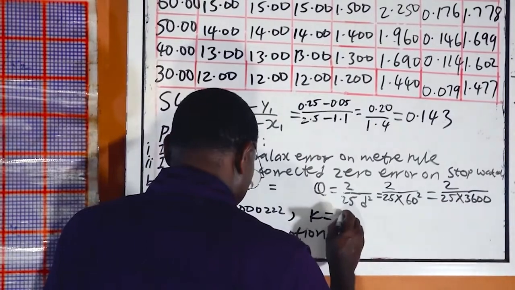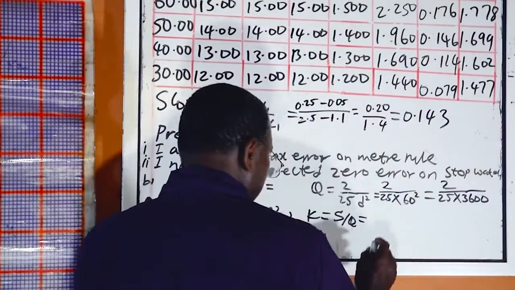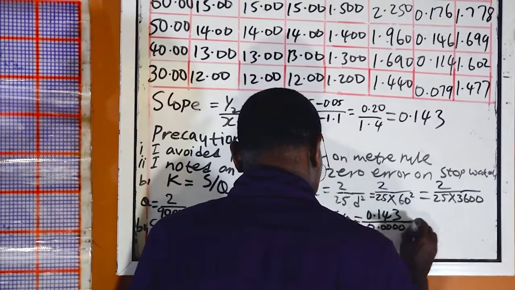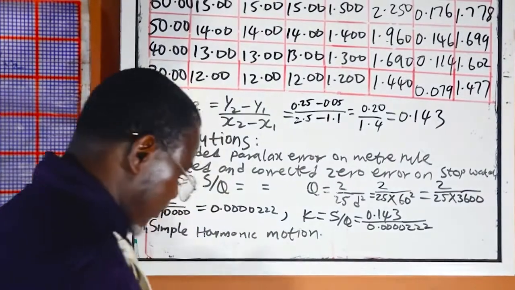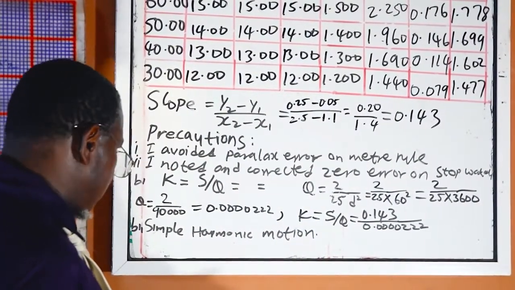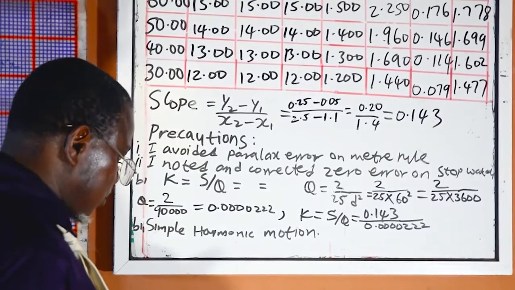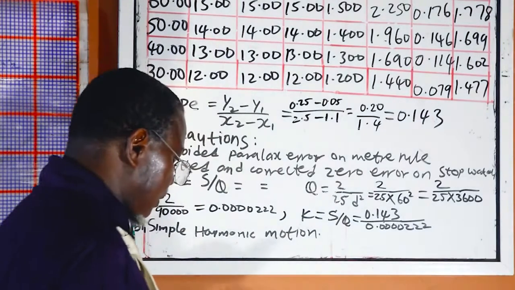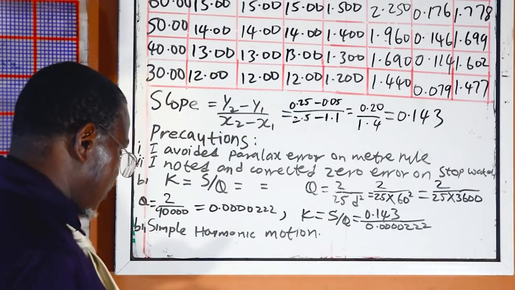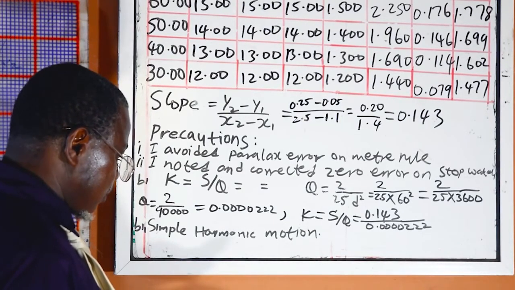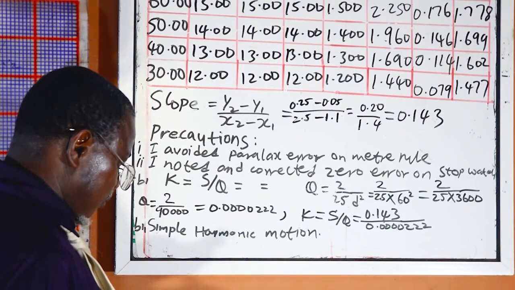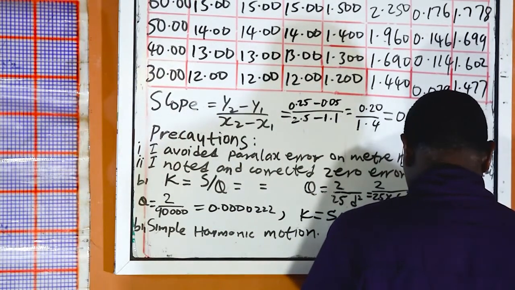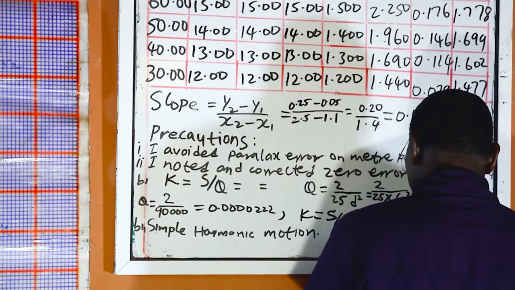K is equal to S over Q. So our slope is 0.143 divided by 0.00002222. So this one will give us 6,435.